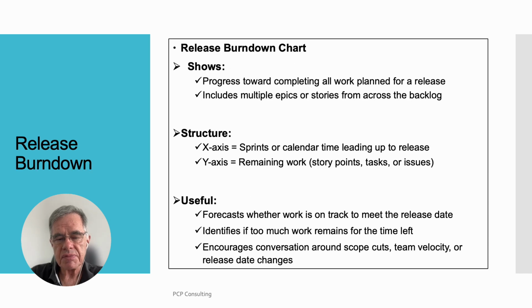Release burn down chart shows progress toward completing all work planned for a release. Includes multiple epics or stories from across the backlog. The structure, X-axis, sprints or calendar time leading up to release. Y-axis, remaining work, story points, tasks or issues. Usefulness, forecasts whether work is on track to meet the release date. Identifies if too much work remains for the time left. Encourages conversation around scope cuts, team velocity, or release date changes.